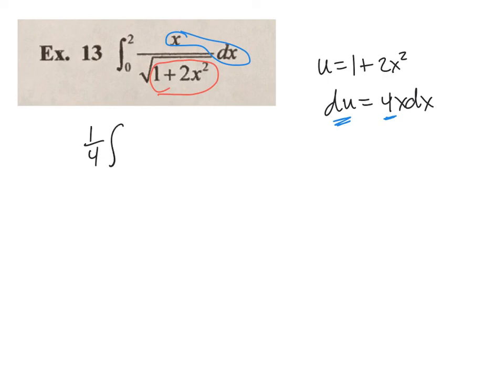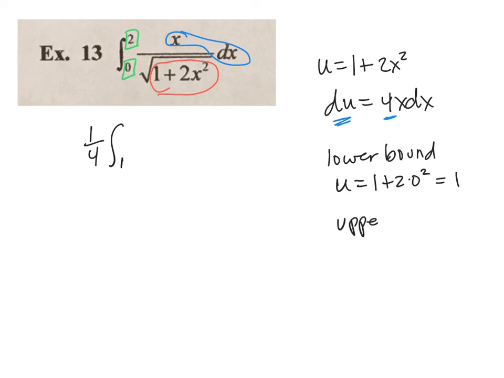And now let's get new bounds. Remember, these are bounds in terms of, I keep saying bounds, but I mean lower and upper limits of integration. Right now they're in terms of x. So let's convert those to terms of u. So our lower limit of integration in terms of u would be 1 plus 2 times, I'm going to replace that x with 0. So 1 plus 2 times 0 squared is 1. So our lower bound would be 1.